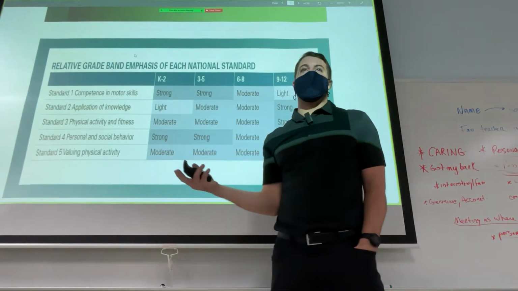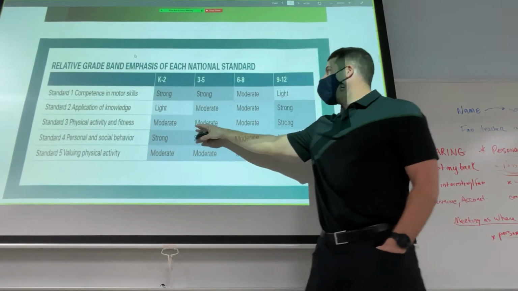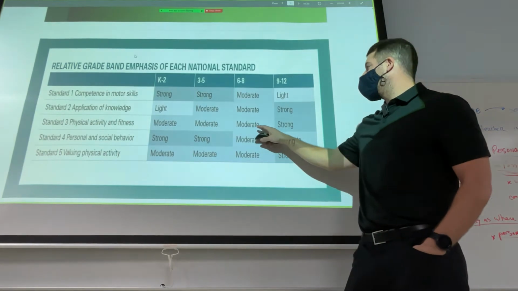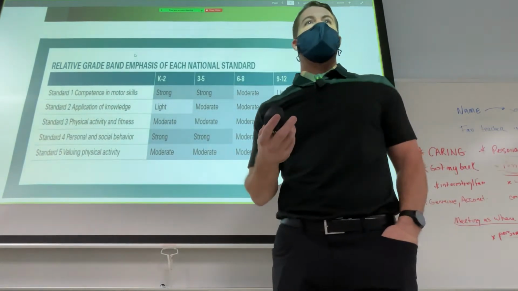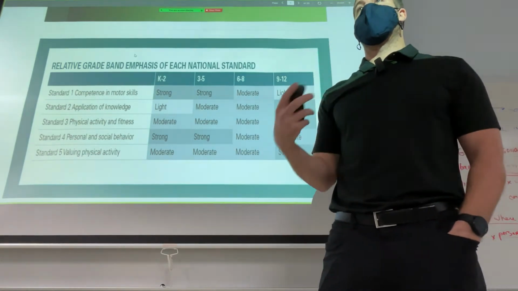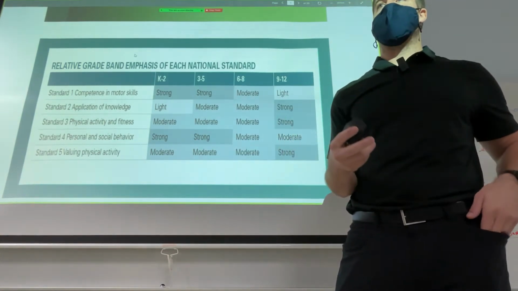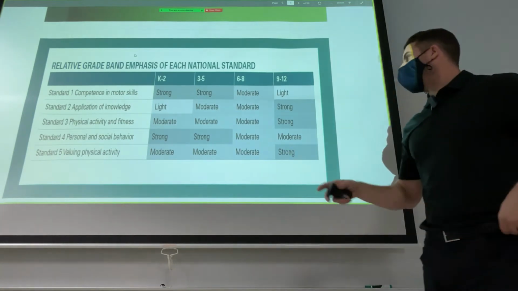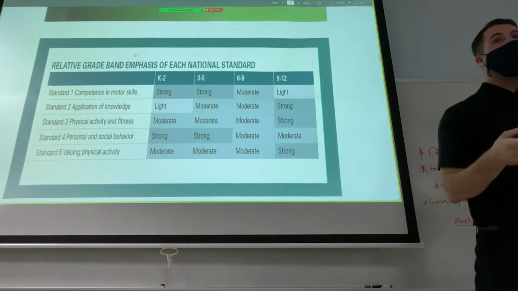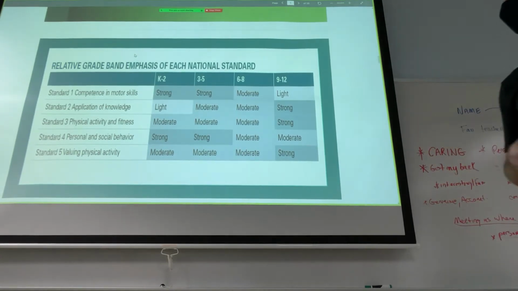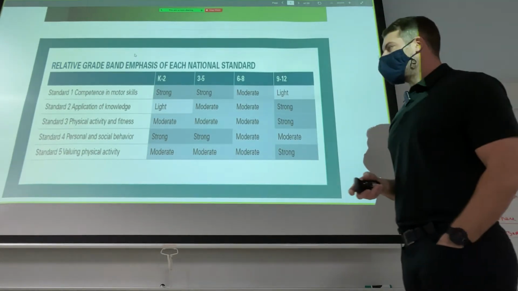So where does fitness come to play? It's moderate in kindergarten through 5th and through 6th, 7th and 8th grade, because we really want students in kindergarten through 5th to have more fun than think physical fitness, push-ups, sit-ups, that type of thing. And then it's not until really 9th through 12th grade where we want them to have a fitness program that they can follow after high school.